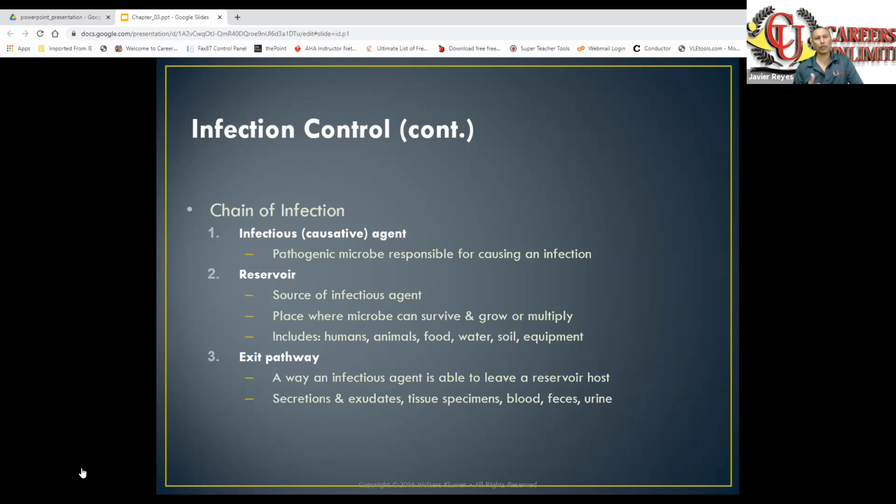Humans are the perfect reservoir. But you could also have other reservoirs like buckets with water, or moisture. Let's say in the restroom, there's always water in the faucets.